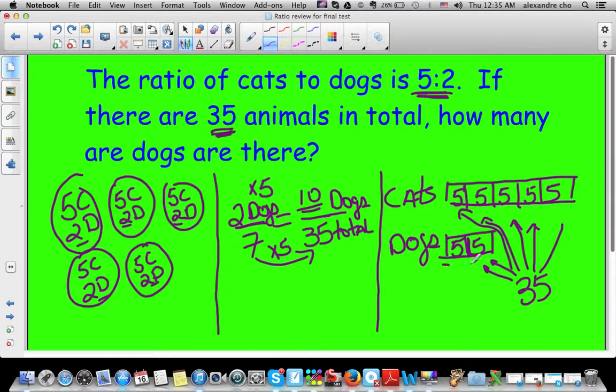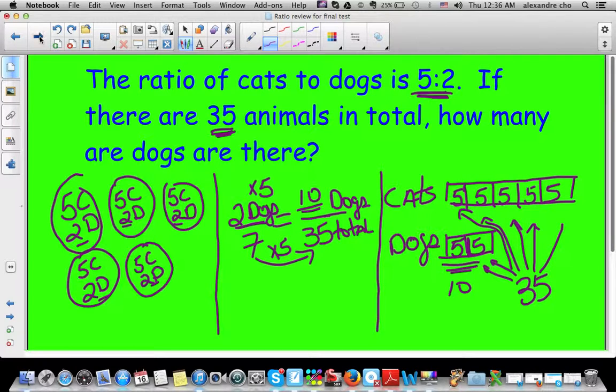So what's our answer? When there are 35 animals, how many dogs do we have? We have 10. So in each method that we did, the answer was the same. It's up to you to choose whatever you're comfortable with. Okay? I forgot the name of the last one. It'll come to me.